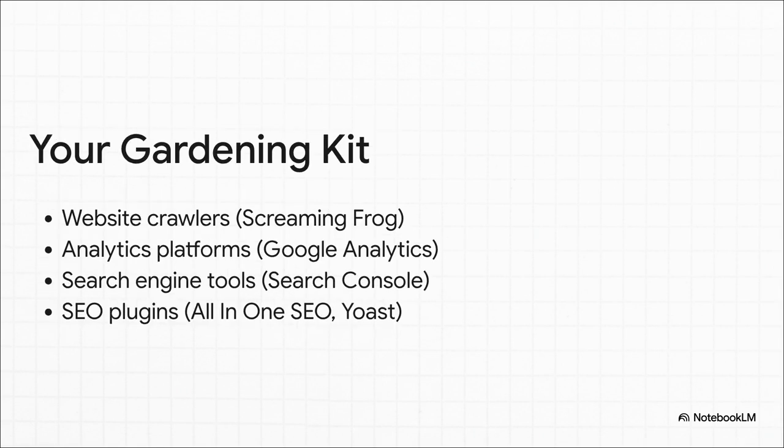Now, the great news is you don't have to do all this by hand. You've got a whole gardening toolkit at your disposal. Website crawlers can automatically find those broken links and orphan pages for you. Your analytics platforms can show you the exact paths your visitors are taking. And all kinds of search engine tools and SEO plugins can give you these amazing insights right inside your dashboard.